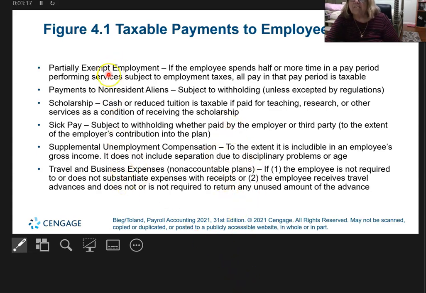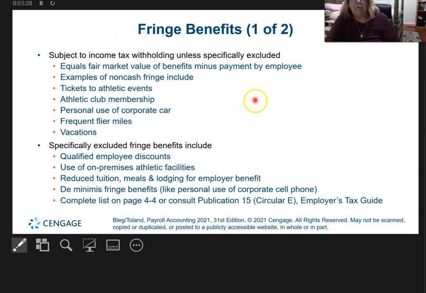So these are all things that most employers pay: sick pay, and some do scholarships. There are some things that an employer might pay, like fringe benefits. And we need to know, are they subject to income tax withholding? Here are the rules on that. This is subject to FIT withholding unless it's very specifically excluded from it.